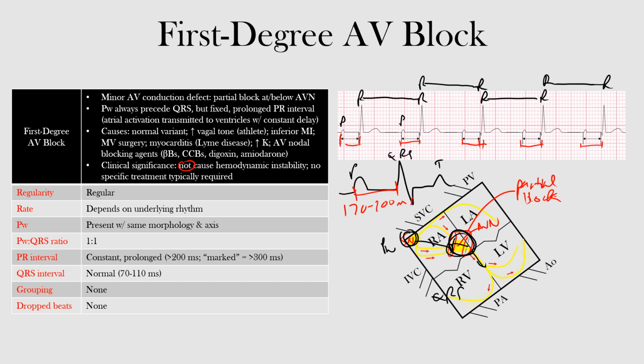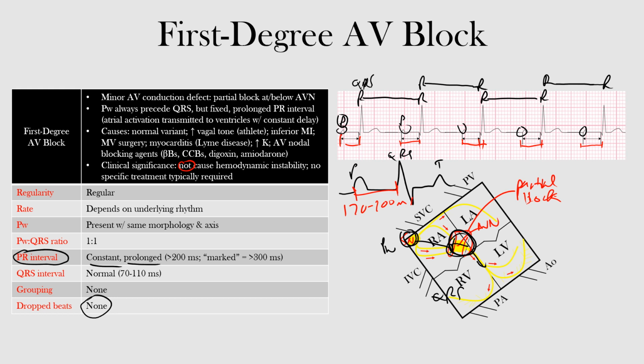In terms of the P waves, we said they're present. We saw all our P waves here, and they'll have the same morphology as long as they're coming from the same area. And if they're coming from the same focus, such as the sinus node, the axis will also be the same. We also mentioned the P wave to QRS ratio will be 1 to 1. We always see one P wave for one QRS complex. No dropped beats will be seen. So one P wave is always preceding that QRS complex, but in this case, it's just taking longer to see that.